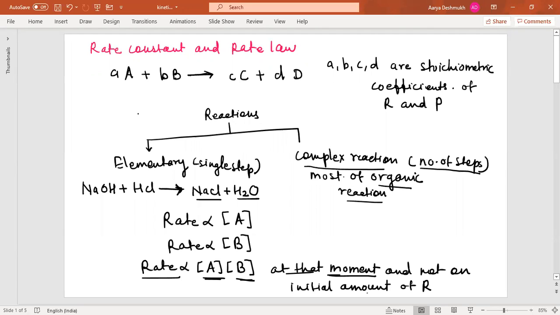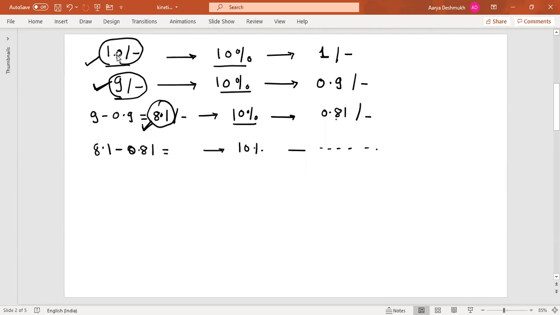So this I tried to explain with a simple example. The rate will be dependent on the amount which I have at that moment and not on the initial amount. This is my initial amount, or this might be the initial concentration of the reactant. But as we proceed further, it goes on decreasing, isn't it? So the instantaneous rate of the reaction will be dependent on these amounts and not on the initial amount, which I have left after consuming some of the reactant.